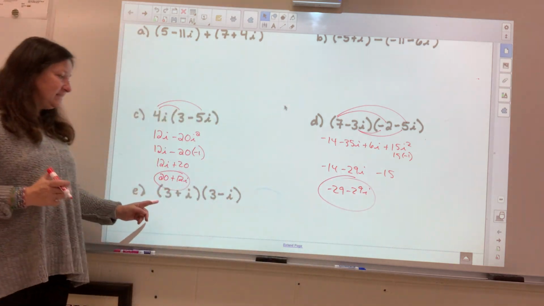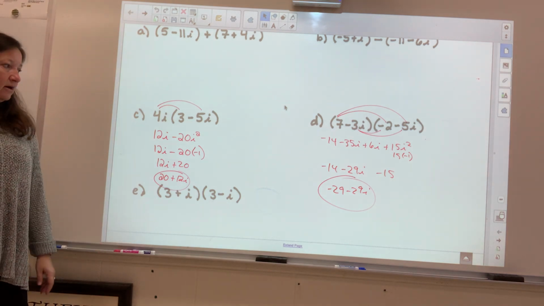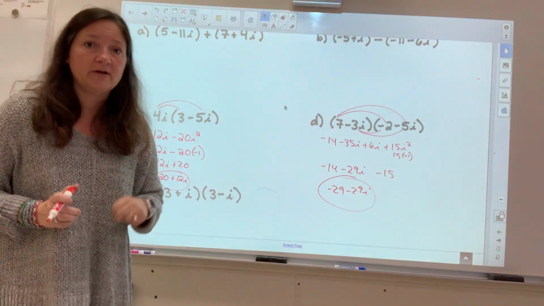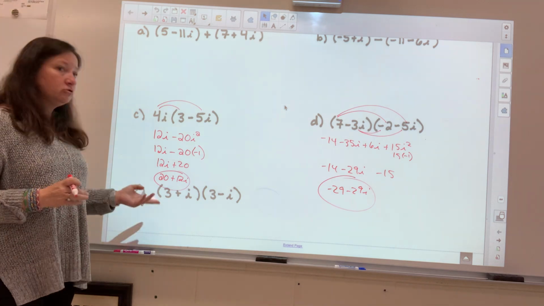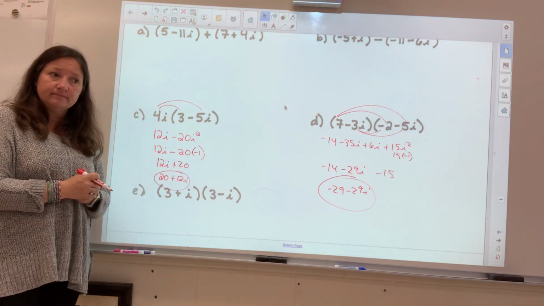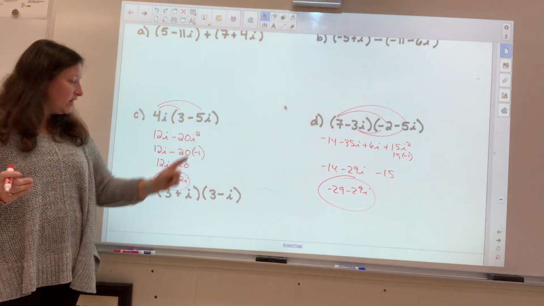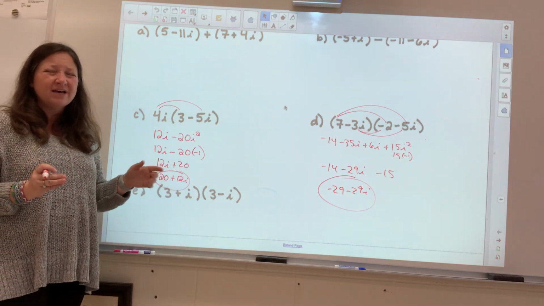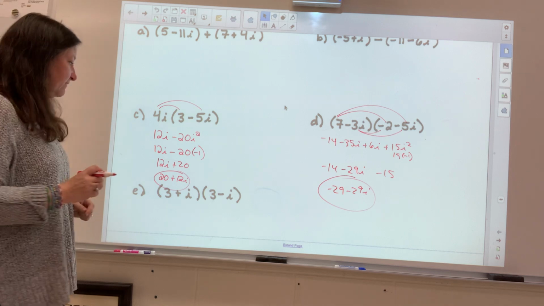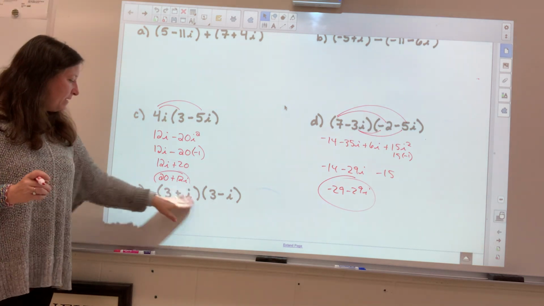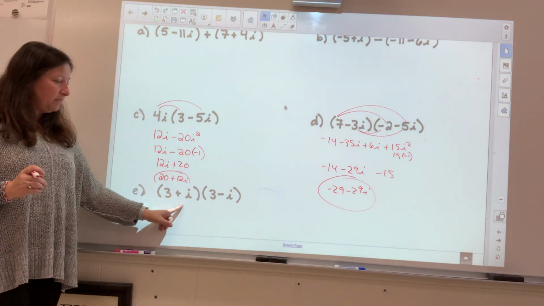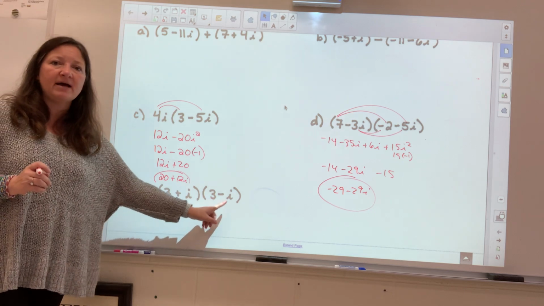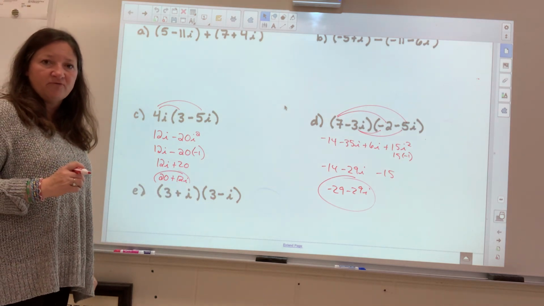Now, when we come over to letter E, there's actually 2 ways to solve letter E. Tell me one way. You can FOIL, just like D. We could FOIL this and get the right answer. That would not be wrong. It'll give you the right answer. It will be a little longer than if you notice what pattern is 3 plus i times 3 minus i. Where have we seen that pattern before this year?